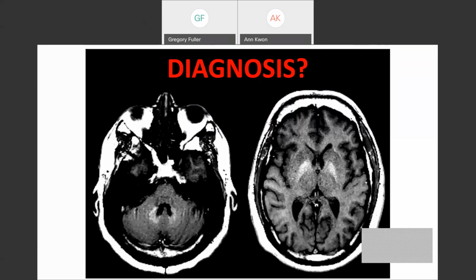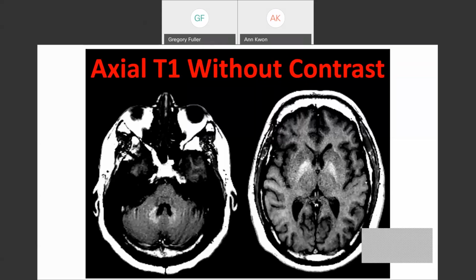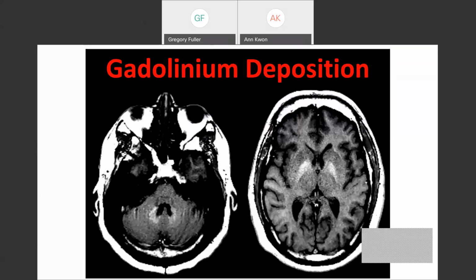All right, we'll highlight these guys, one on each side. All right, is that definitive or what? And the globus pallidus. I said globi pallidi, plural if you will. That's a very unusual combination, right? And it's not part of normal brain. All right, so this is gadolinium deposition. All right, axial T1 without contrast. That was the hint. It is gadolinium deposition. Good. Now listen.